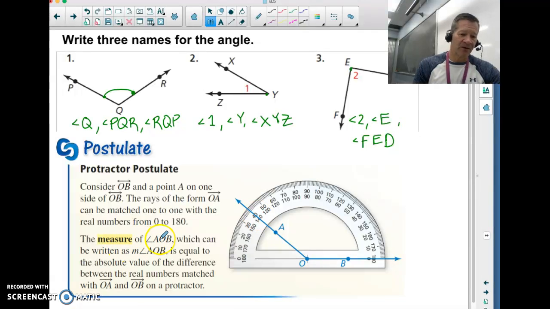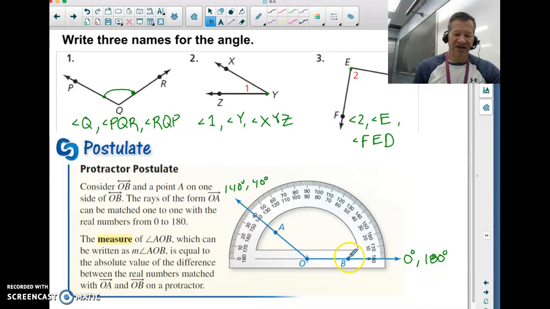So the measure of angle AOB, which can be written as measure angle AOB, so that little m in front means measure of angle AOB. Get used to that. You'll see that quite a bit. It's easier than writing out the whole word measure. Is equal to the absolute value of the difference between the real numbers matched with OA and OB on the protractor. So if you look at this, OB could point at 0 if you're using the inside numbers, or 180 if you're using the outside. OA could be matched up with 140 if you're using the inside, or just 40 if you're using the outside.